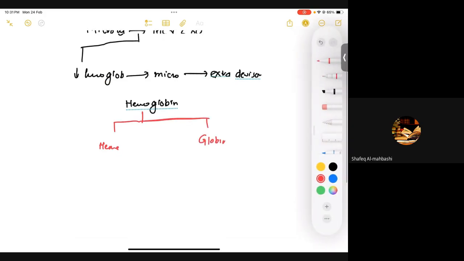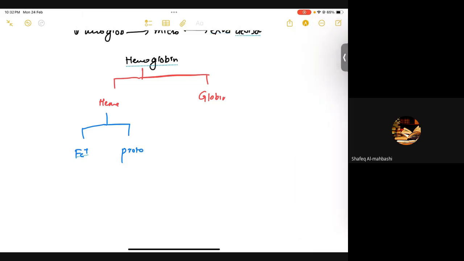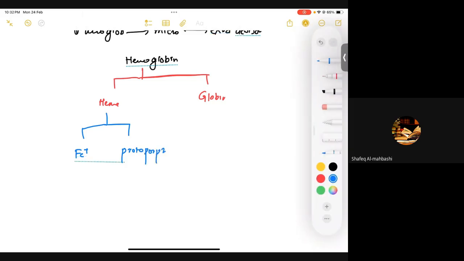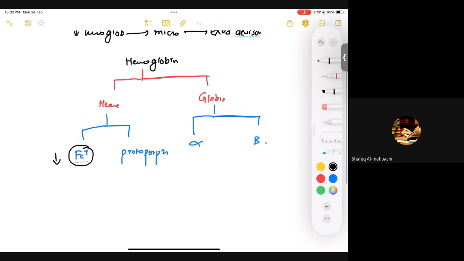We discussed that heme is further formed of iron and protoporphyrin, right? And we have different globin chains, our alpha chain and beta chains, which we'll be discussing. If we have less iron, it can be due to two things which we discussed yesterday: nutritional deficiency, or anemia of chronic disease, due to hepcidin.